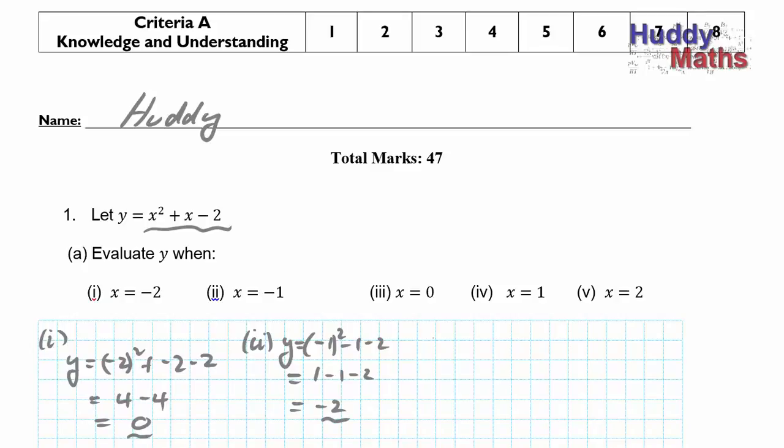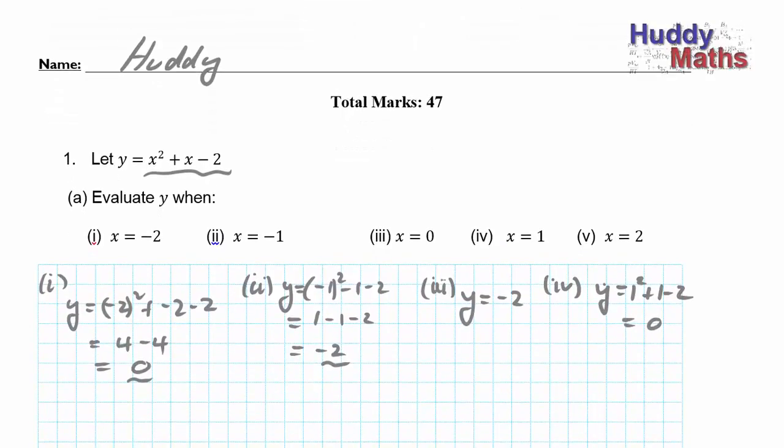Check that out. Moving to part 3, putting in x is 0, y will equal just the number down the end. And then in part 4, putting in x is 1, it will be y is 1 squared, plus 1 take 2, which will be 0. We'll just come down a little bit, and then we'll sneak part 5 in here. When x is 2, y will be 2 squared, plus 2 take 2, which is 4.